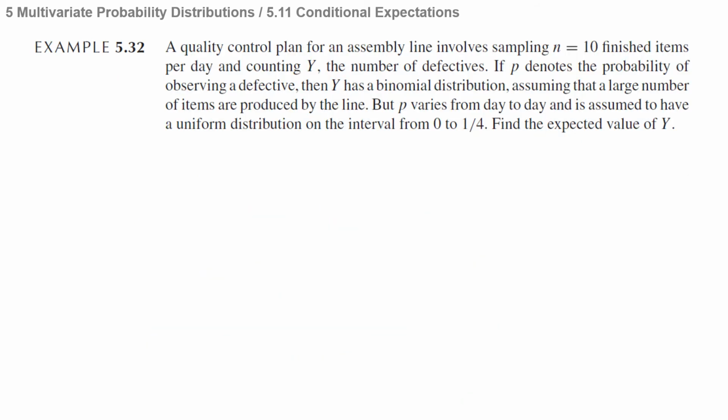Okay, let's try to solve example 5.32. A quality control plan for an assembly line involves sampling n equals 10 finished items per day and counting y, the number of defectives. So y is the number of defectives, and if p denotes the probability of observing a defective, then y has a binomial distribution with n and p.